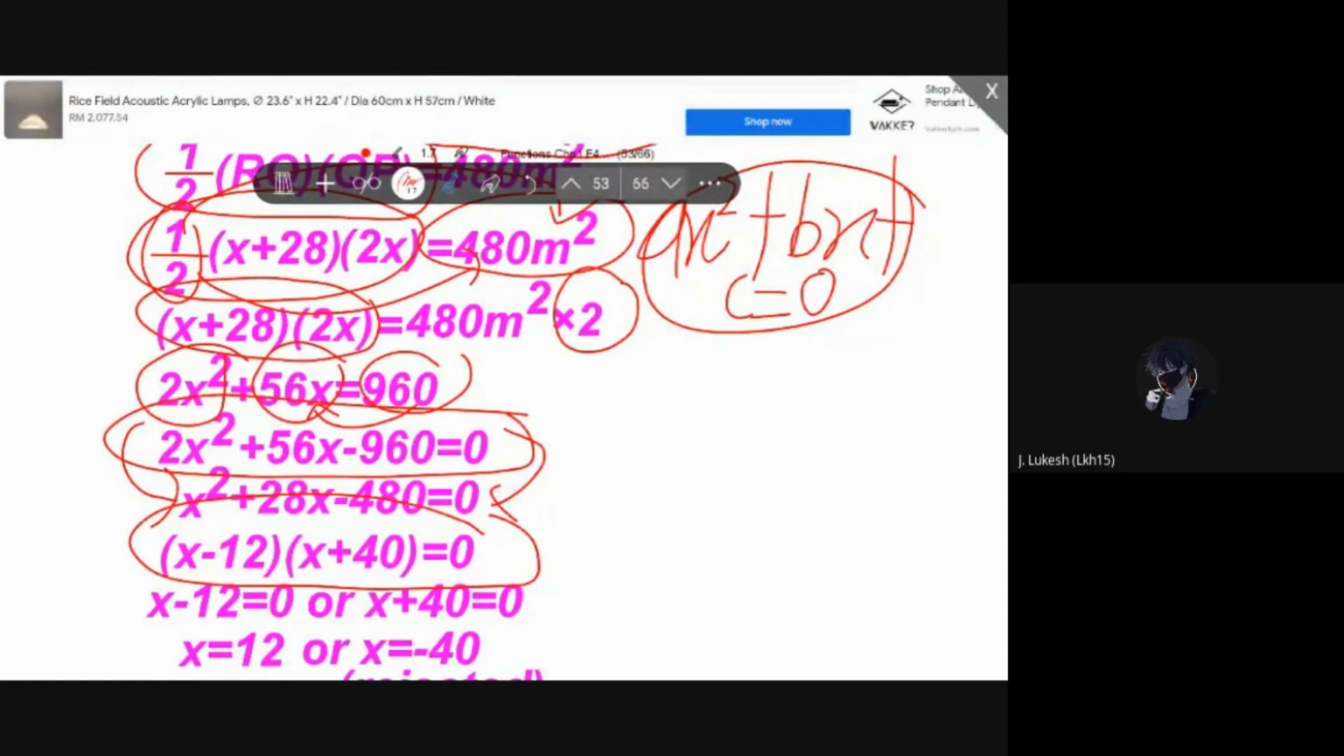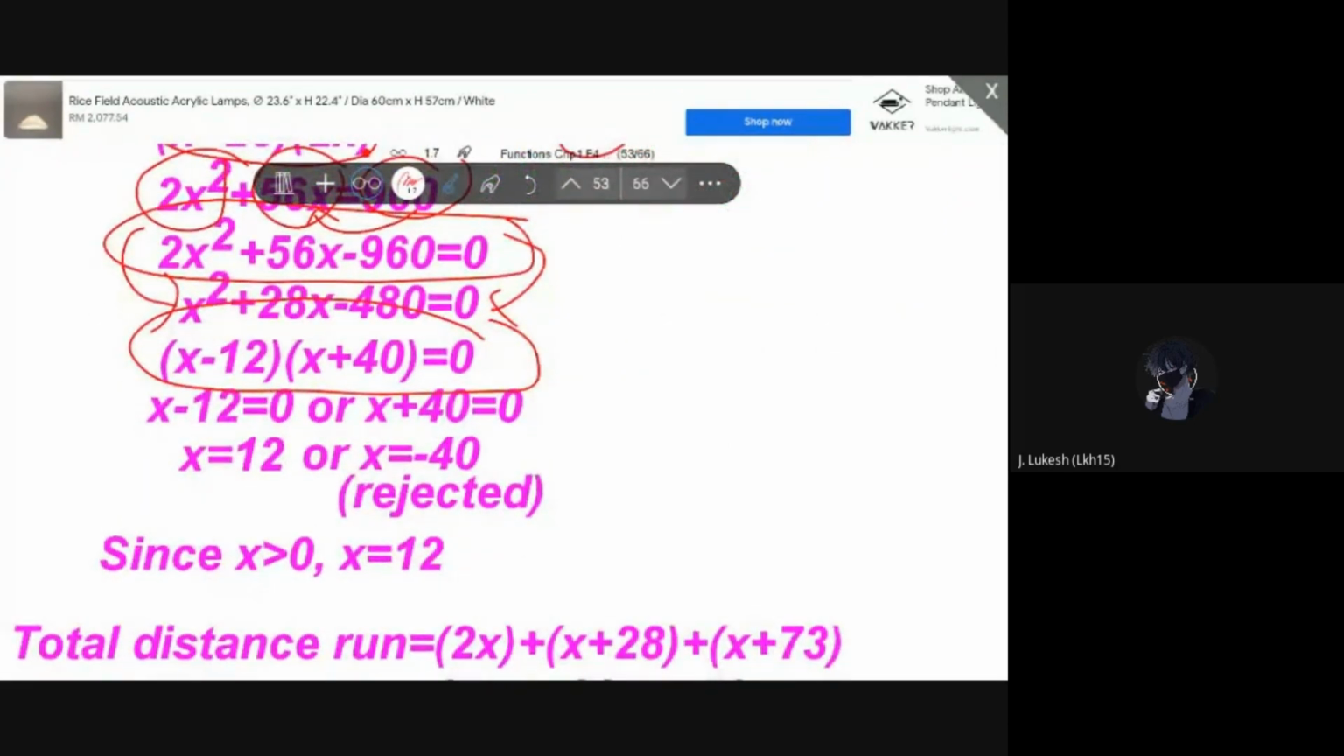Yes, equation. You know, right? Okay, good. So, boleh guna calculator untuk yang ni tau. So, jangan risau. Okay. So, x minus 12 equals 0. x plus 40 equals 0. So, daripada ini, kamu boleh simpulkan bahawa x sama dengan 12, x sama dengan negative 40.